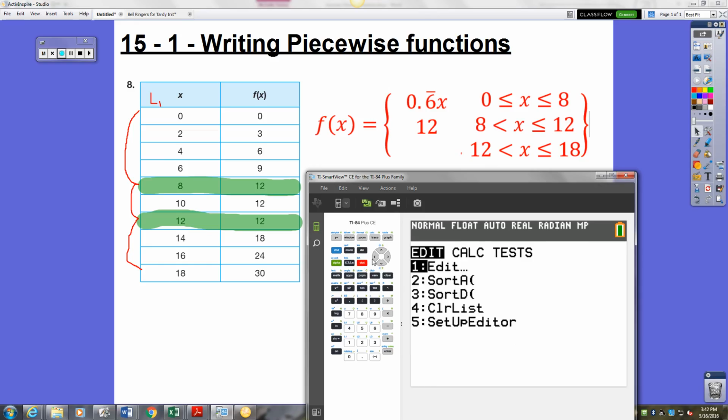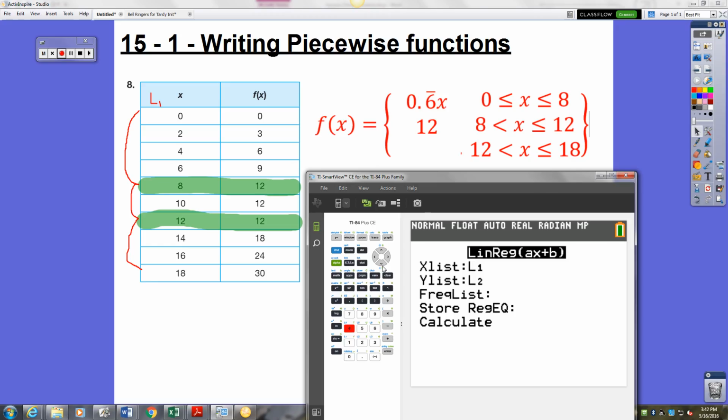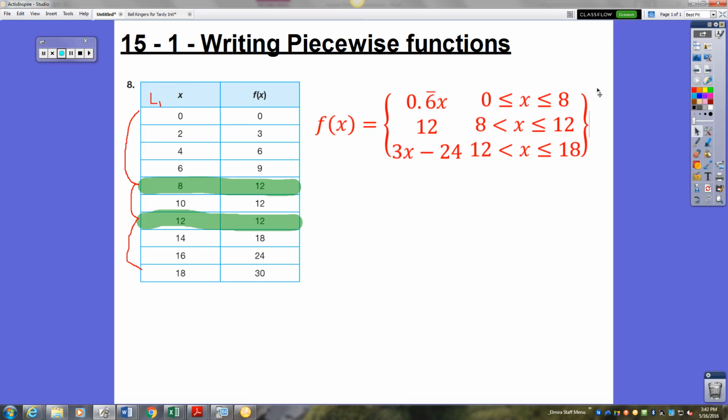Then hit your stat, calc, linear regression. So A is 3, our rate of change is 3, and our B is 24. So this says plus B, but remember if B comes out negative, we change that to a subtraction sign. So here's the answer up here, 3x minus 24. And this would be the piecewise function that would match up with that data.